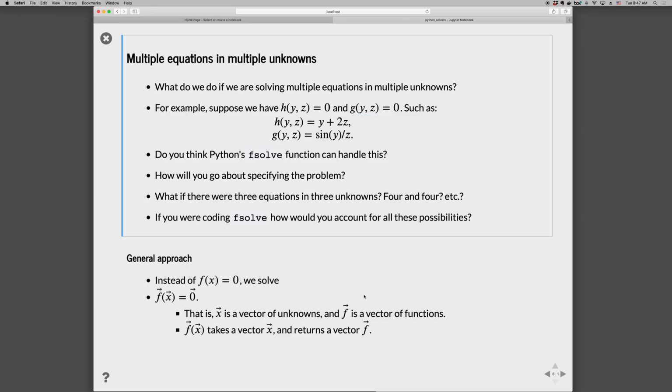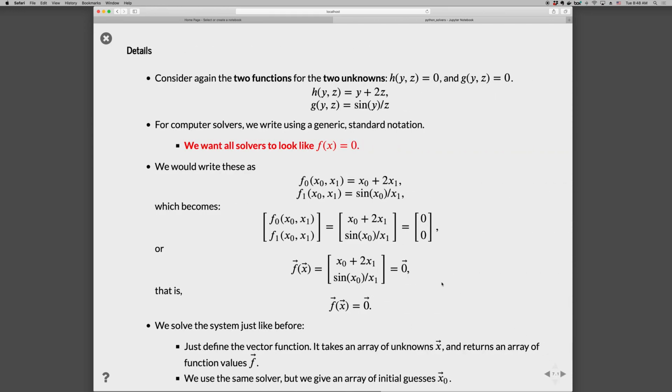So a general approach is instead of writing f of x equals 0, we put arrows over the top. So we treat x as a vector of unknowns. We pass in a vector of unknowns, and we get out a vector of functions. This allows us to generalize the solver so that it will work with an arbitrary number of unknowns and an arbitrary number of equations. So here are some details.